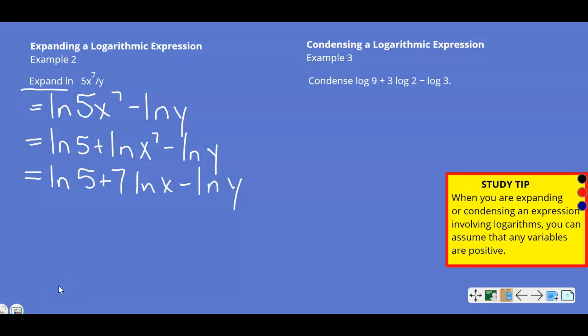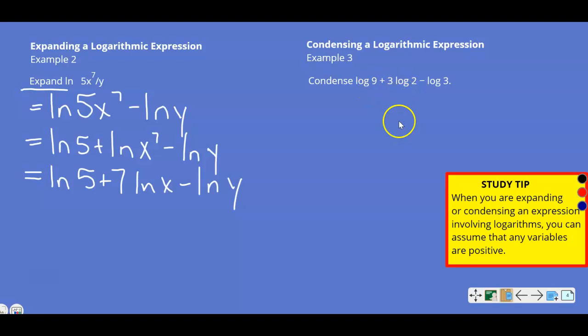Example 3, condensing a logarithmic expression. In example 2, we expanded. In example 3, we're going to condense. We're going to use the exact same properties, but now we're going to rewrite it in a smaller form. Condense means make this expression as small as possible. So instead of having the log of 9 plus 3 log of 2 minus log of 3, we're going to condense it so it looks something like this. Using the properties of logarithms, the first thing we can do is say that this plus will make this multiplication.